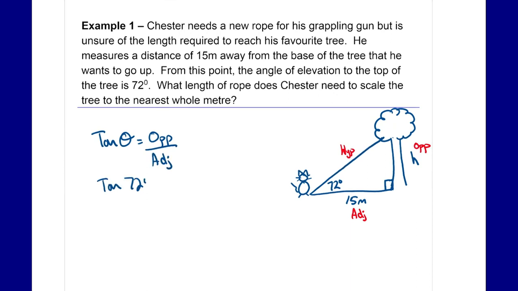Tan of 72 degrees is equal to the opposite, which is h, over 15, which is my adjacent. To solve for h, I'm going to bring the 15 up to the other side and multiply. So 15 times tan 72 is going to equal h.